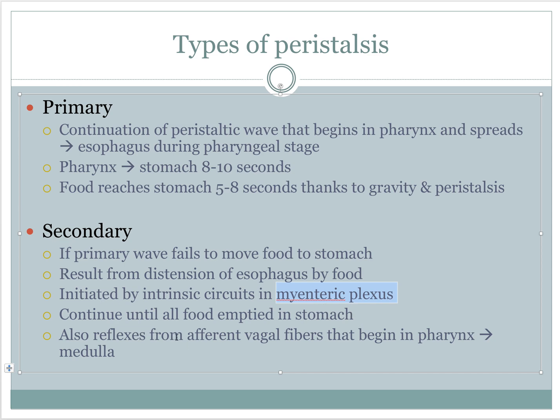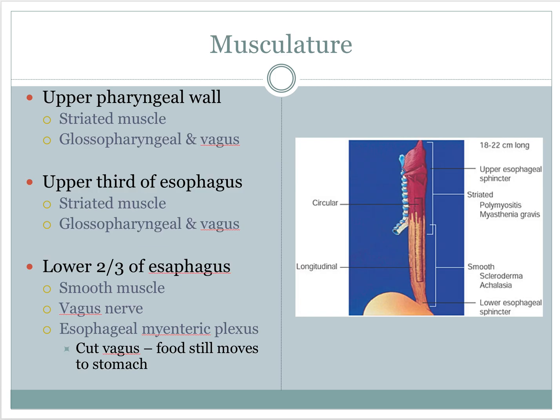There's also local reflexes from the vagal fibers that begin in the pharynx and go to the medulla. That's called the vagal-vagal loop. So information can be sent up the vagus and then move back down the vagus. So, hey, there's food here, let's swallow again, and then it comes back down, so we get swallowing. So there's not just one wave, there are multiple waves until everything is done.